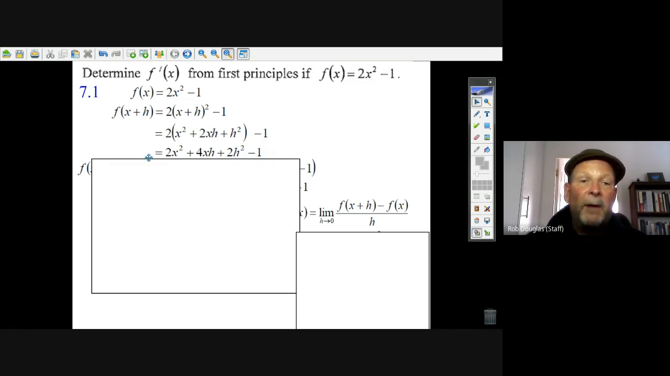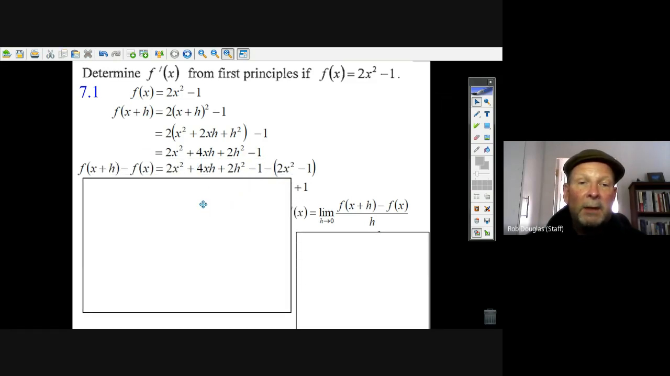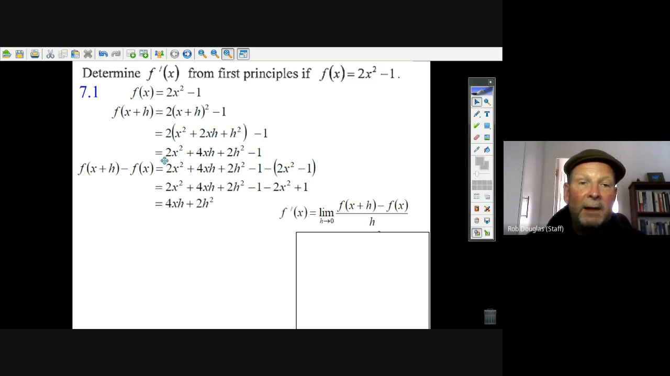Well, there's f of x plus h, and what we have to do is subtract those two things. So that's just exactly what they do. They take f of x plus h, and then they take away f of x, and you see what you get is 2x squared minus 2x squared, and the 2x squareds are gone. And minus 1 and plus 1, that's 0, so it's gone. So f of x plus h minus f of x is equal to 4xh plus 2h squared.